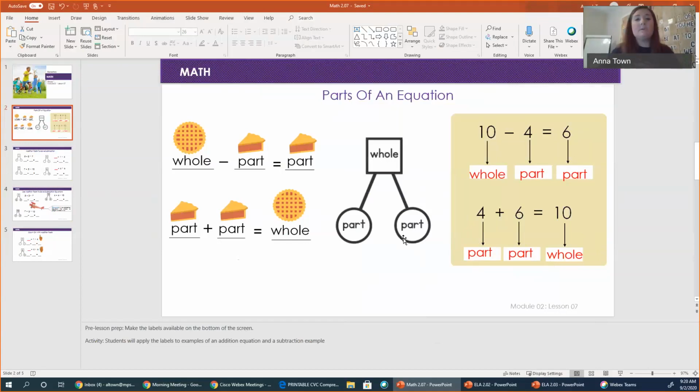So this is called a number bond. You may have used it in kindergarten. The square is the whole, and it's made up of its 2 parts. Just like we said, we have our whole pie. We have a piece of it is a part. The other piece is another part.